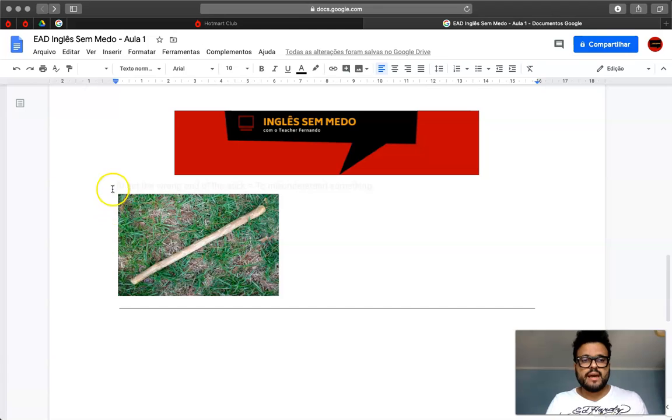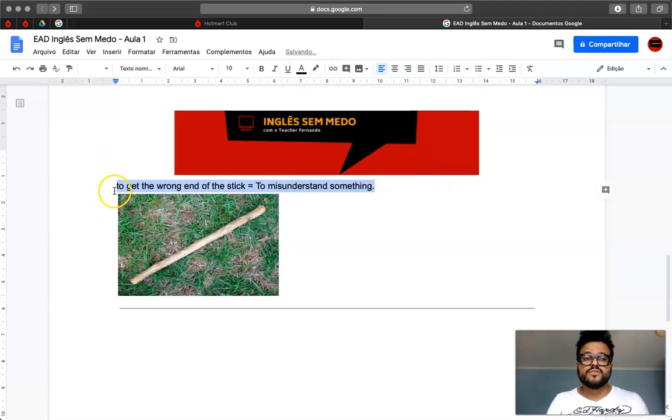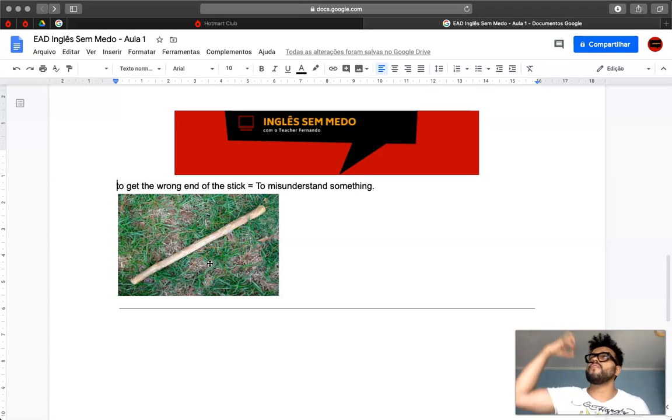And finally, we have just one more here: to get the wrong end of the stick. So a stick is this thing here. When you walk in a park, you see lots of sticks on the floor, because they fall from the trees. To get the wrong end of the stick means to misunderstand something. So you understand something incorrectly.